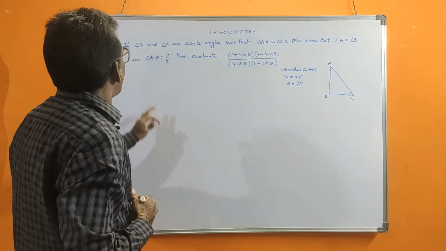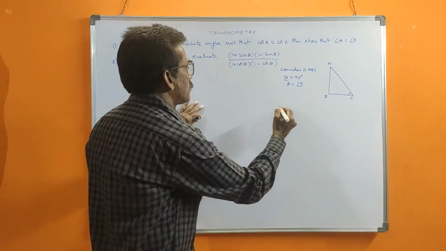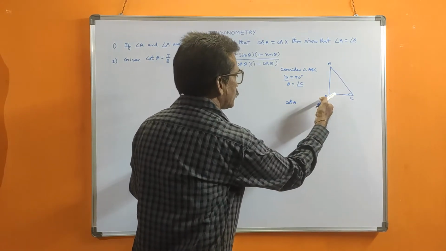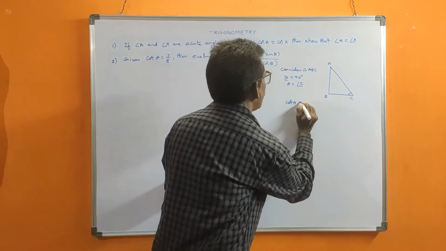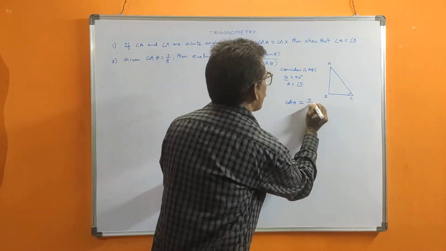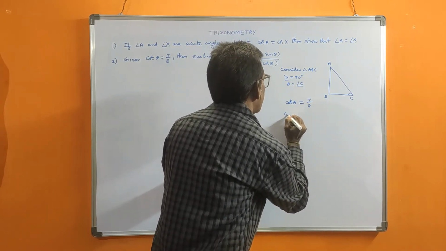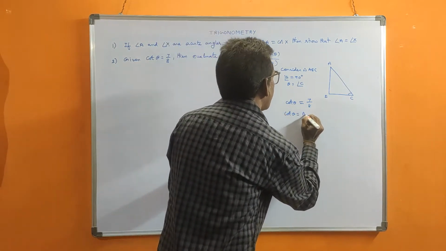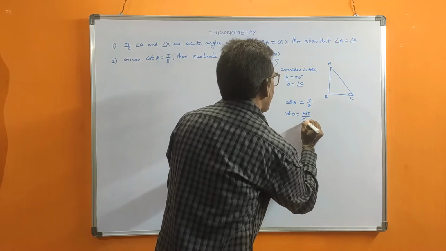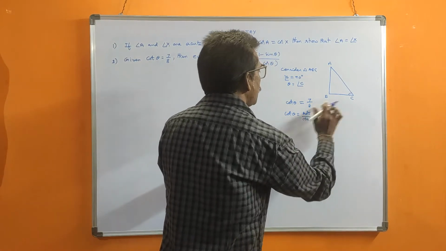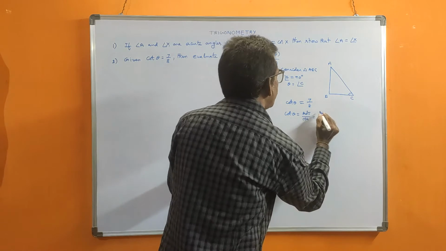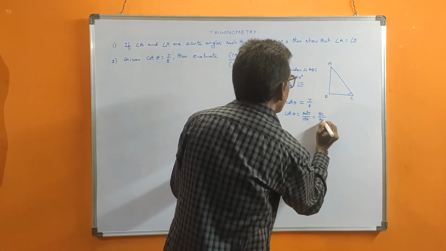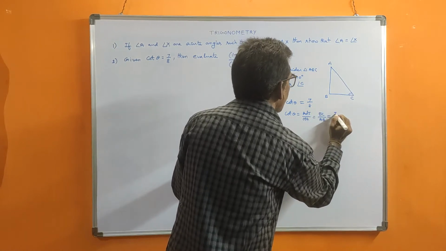Okay. Now what he gave? Cot theta. He gave cot theta, and according to that only we can find. Cot theta is equal to 7 by 8. What is the cot formula? Adjacent side by opposite side. For this, the adjacent side is BC, and the opposite side is AB. That is equal to 7 by 8.